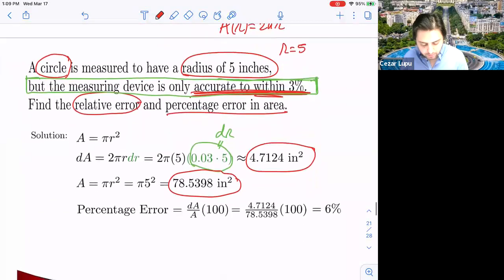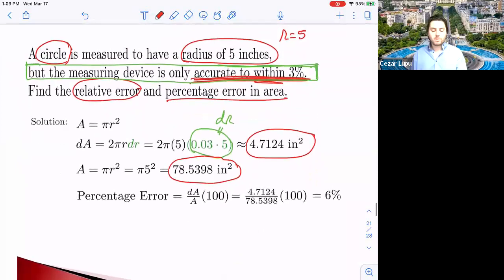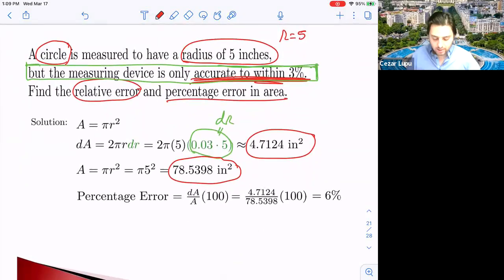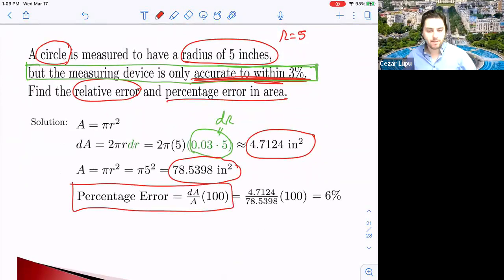So the percentage error will be nothing else than just like we said. So this is the formula, and now we're just going to plug in. Once we plug in those numbers and do the computations, it will give us 6%. So that's the percentage error. Okay, so this was a pretty straightforward one.